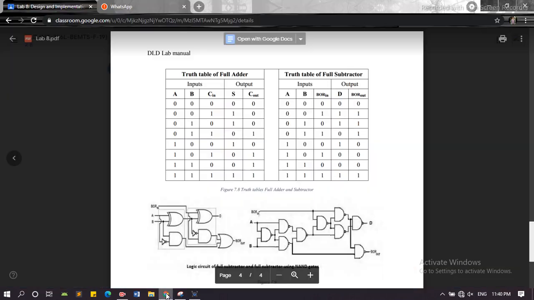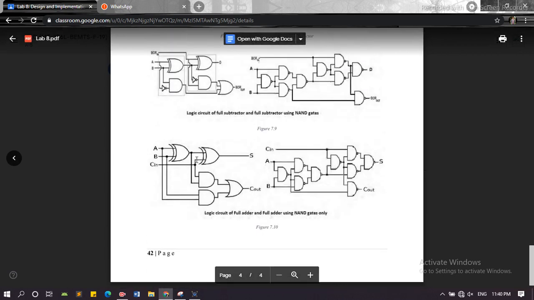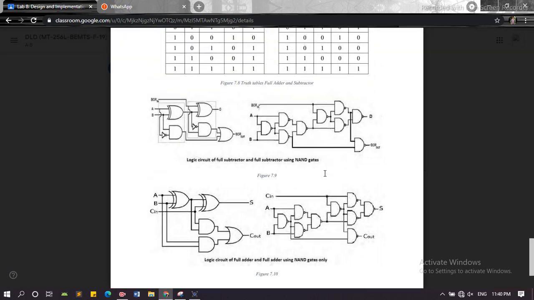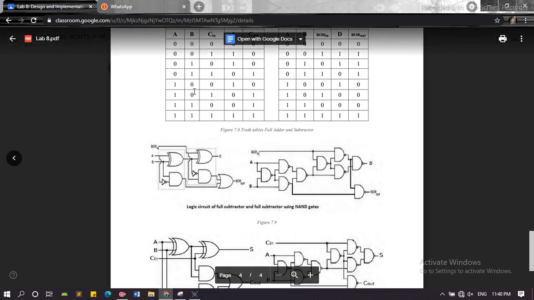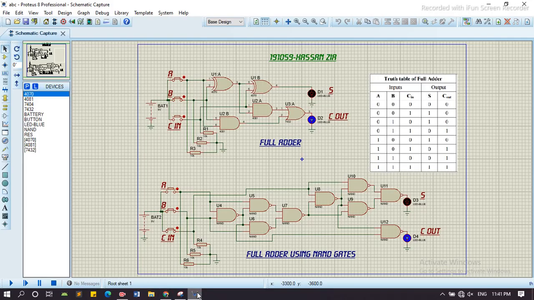Now we go to the full adder. Here is the logic circuit of the full adder, here is the logic circuit of the full adder using NAND gates, and here is the truth table. We will verify this now. Similarly, we verify this.